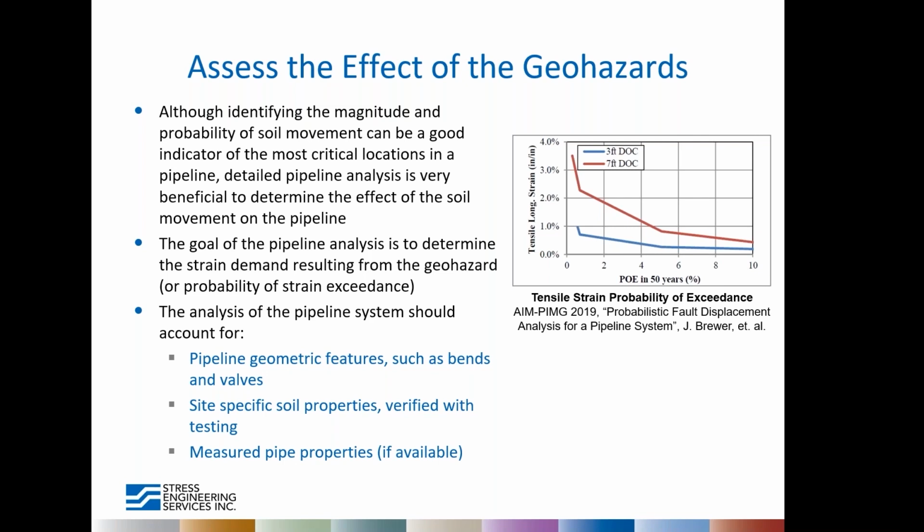tensile longitudinal strain increase. Now, the analysis that you do should account for the pipeline geometric features such as bends and valves, site-specific soil properties verified by testing, and then the measured pipe properties if available. You can use specified minimums, but really you need to be using for this type of an assessment the measured pipe properties to get the best results.